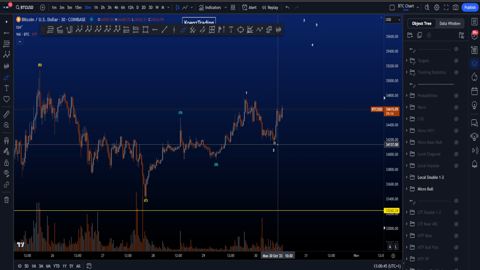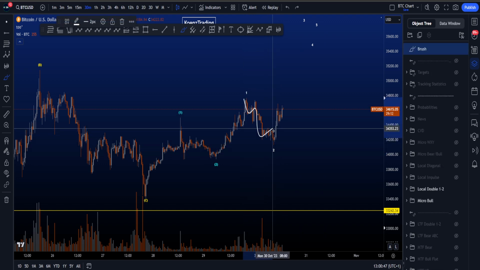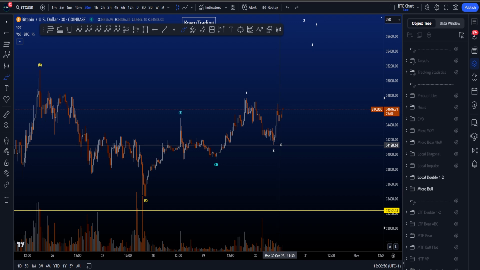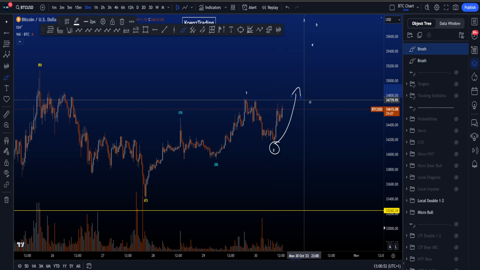because also with the double 1-2, if this is a wave 2, it looks a bit 5 wavy at the moment over here, but preferably this is going to be your wave 2 for continuation.